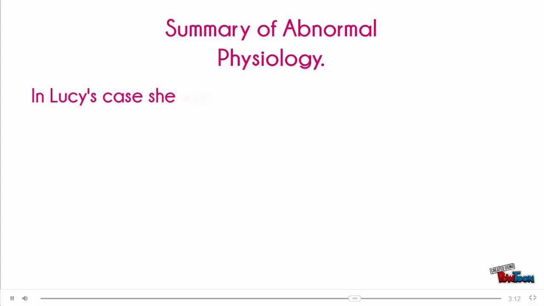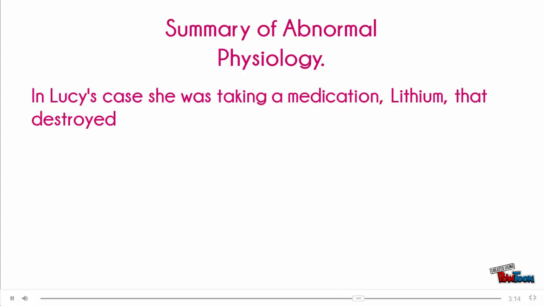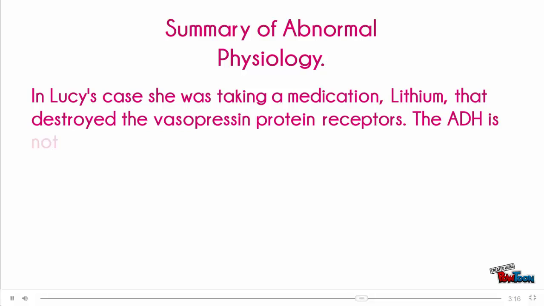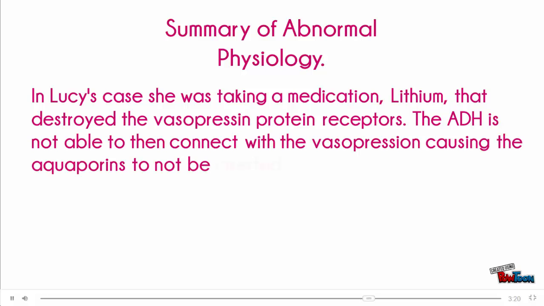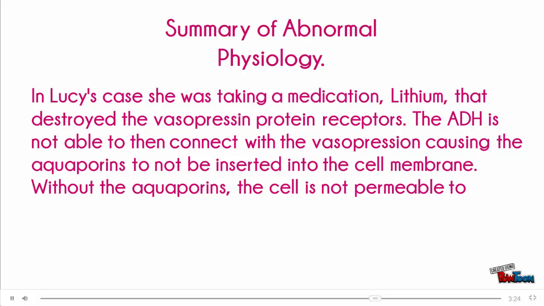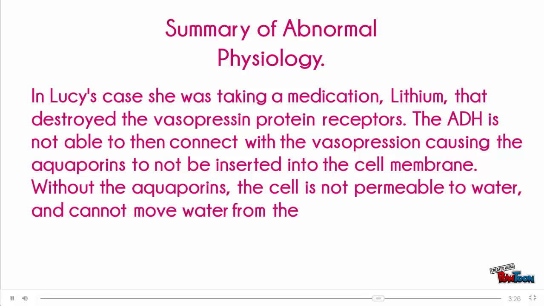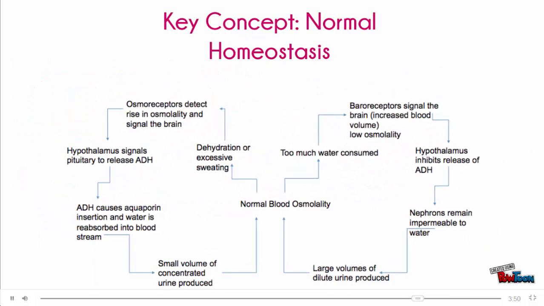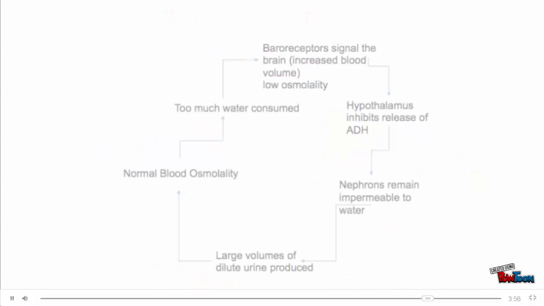Summary of abnormal physiology. In Lucy's case, she was taking a medication, lithium, that destroyed the vasopressin protein receptors. The ADH is not able to then connect with the vasopressin, causing the aquaporins to not be inserted into the cell membrane. Without the aquaporins, the cell is not permeable to water and cannot move water from the ICF to the ECF. Key concept: the body maintains homeostatic osmolarity levels using a negative feedback loop.